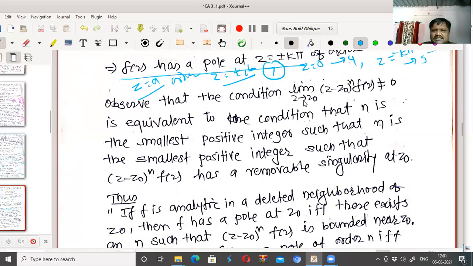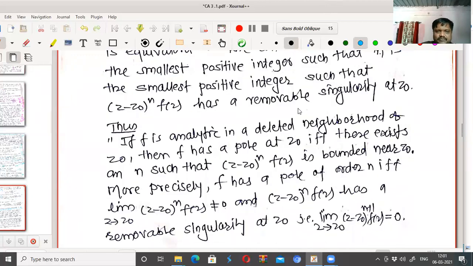Same way, observe that the condition limit as z tends to z0, z minus z0 to the power n, f of z not equal to 0 is equivalent to the condition that n is the smallest positive integer such that z minus z0 to the power n, f of z has the removable singularity at z0. Okay, that is the same. Because for removable singularity also, limit of that function must exist.